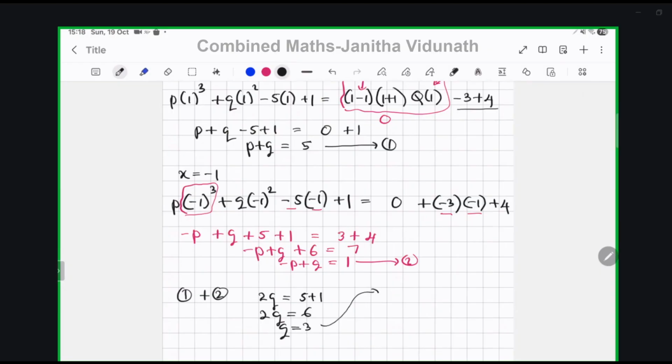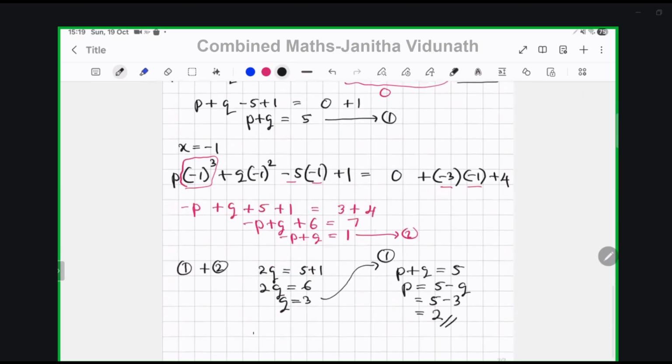If we plug this value into equation 1, we get p plus q equal to 5. That means p equal to 5 minus q. That means 5 minus 3 is equal to 2, then our p value is 2. Our p value is 2 and our q value is 3.